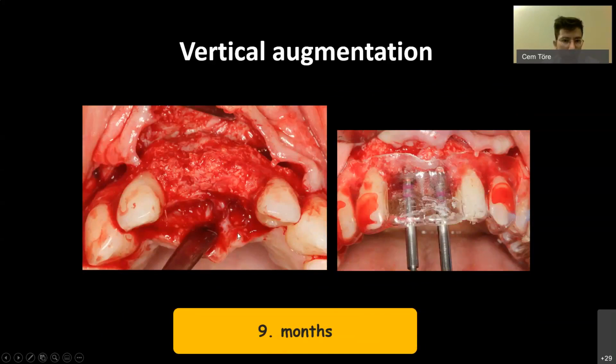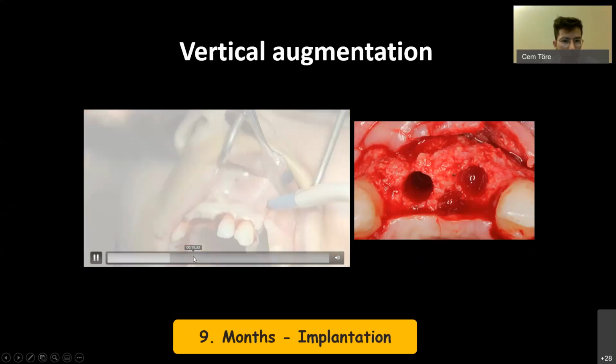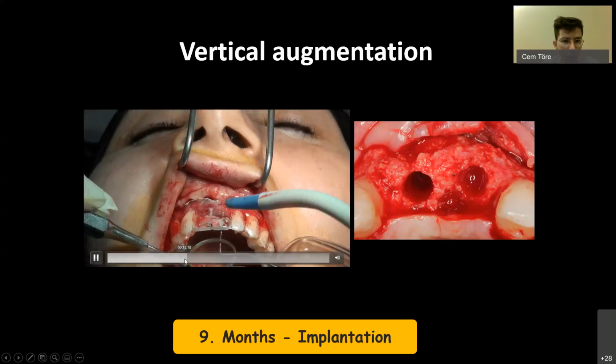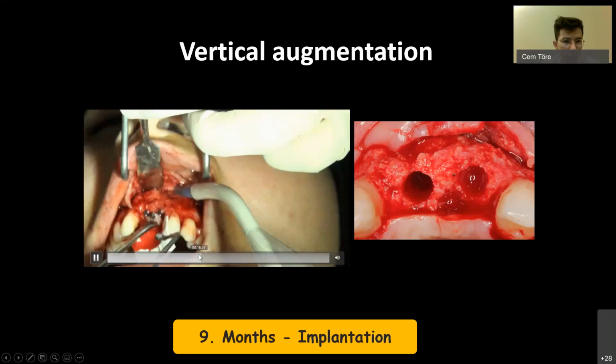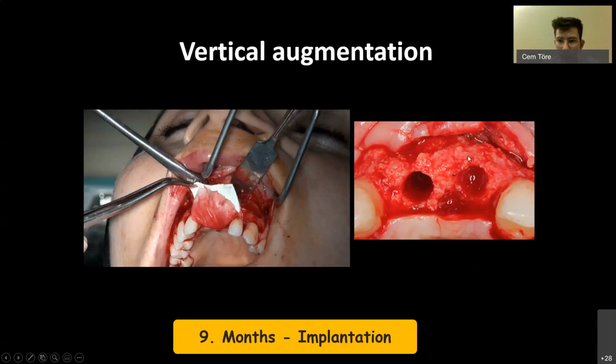We have placed our implants. We can see the video here. We go in, place our plastic stents, place our implants. We decided to graft the contour after looking at this area. We found it deficient in this area, so we decided to graft the contour so that we had a better line on the buccal side.